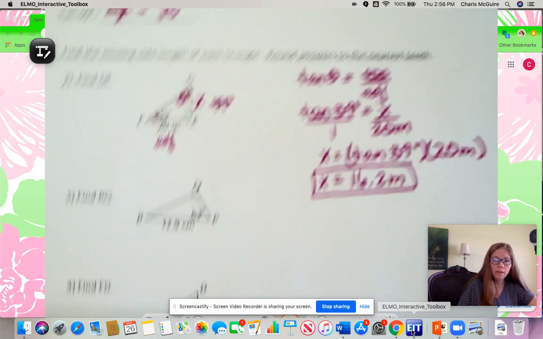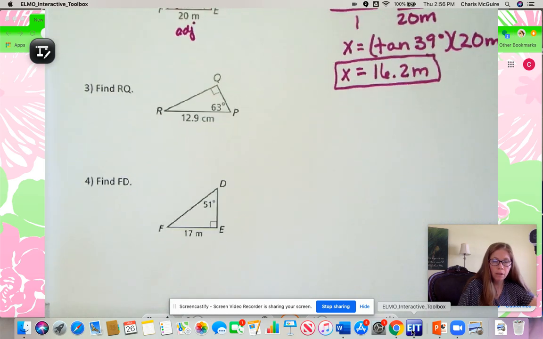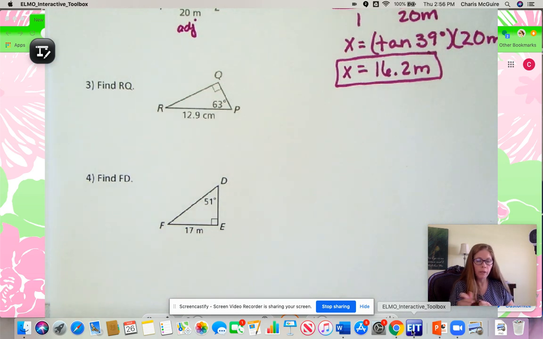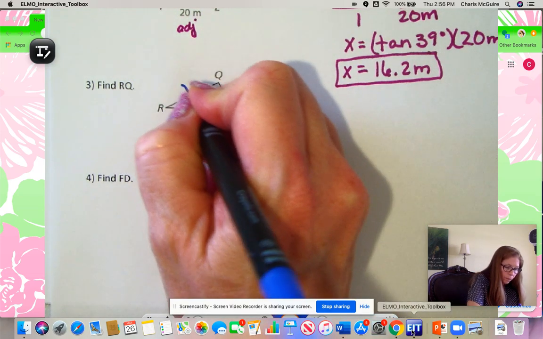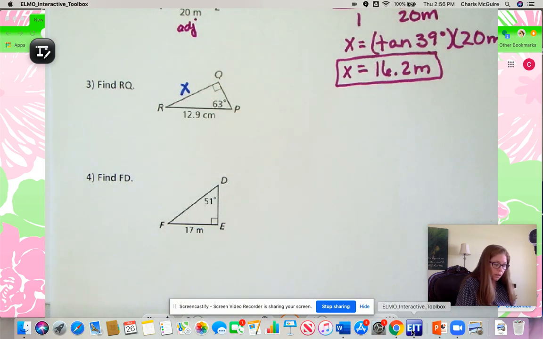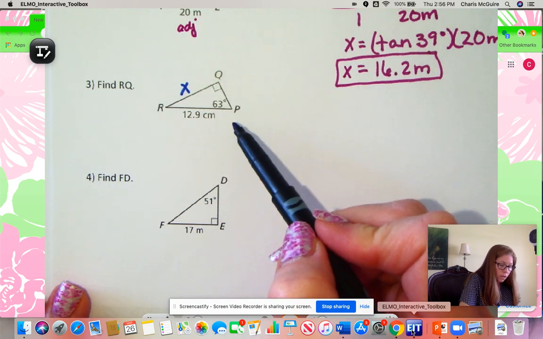Okay, let's go on to another one. I'm going to pick a new color to work with. And the first thing I want you to do is look at your triangle, label what you're working with, what you're asked to find, and figure out the trig function that we're going to use. All right, so when I look at this triangle, I am asked to find RQ, which is a little bit longer than QP, so it seems.